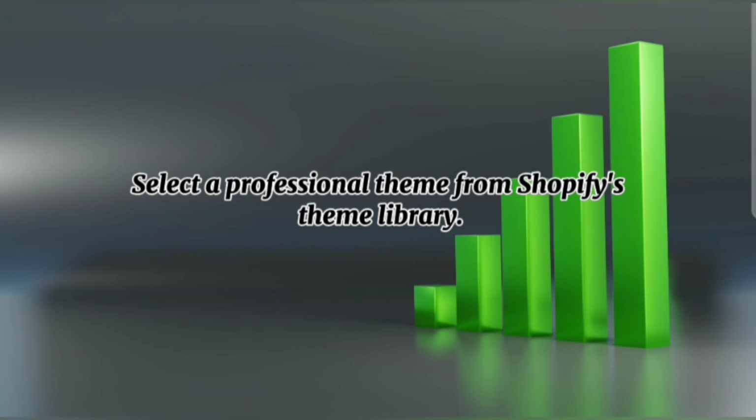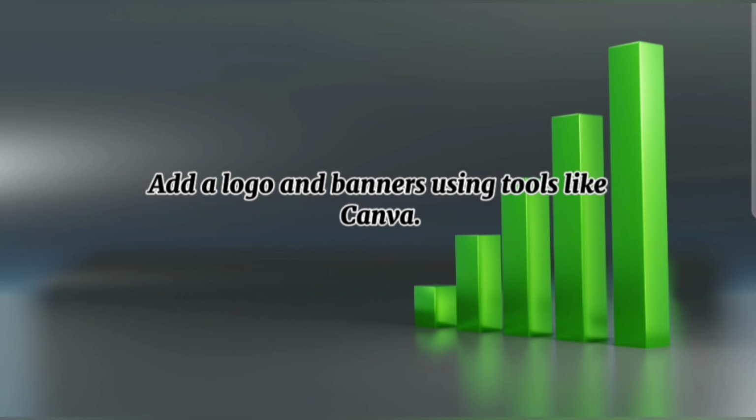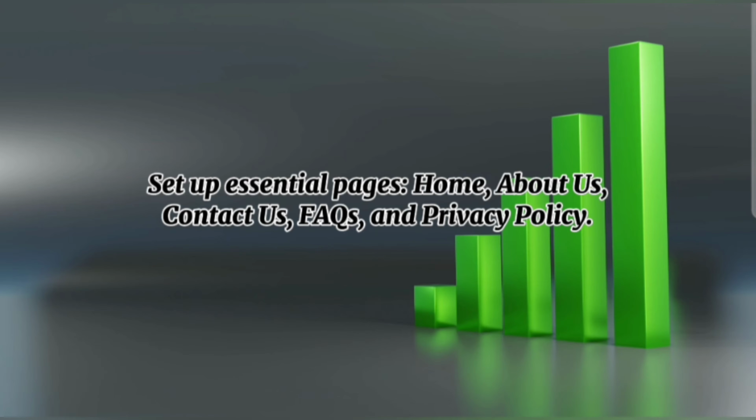Select a professional theme from Shopify's theme library. Add a logo and banners using tools like Canva. Set up essential pages: home, about us, contact us, FAQs, and privacy policy.